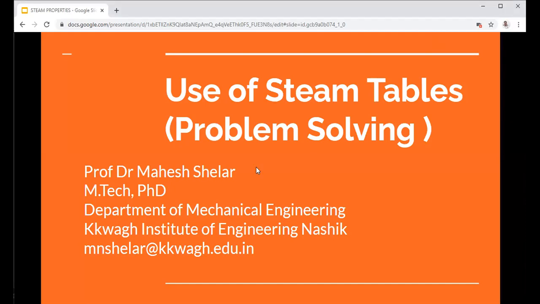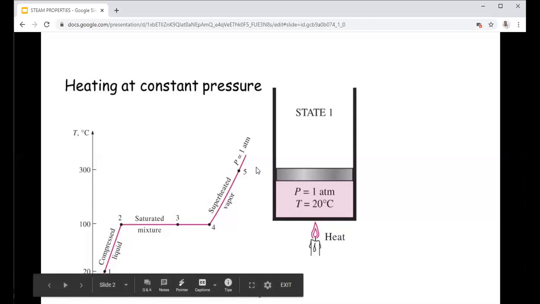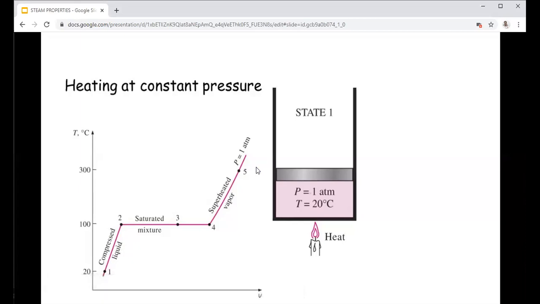Welcome dear friends. This is an interesting video on use of steam tables. We will be solving very simple numericals using the steam tables. So that is the objective. Let us remember that certain terms were used for explaining the concepts of steam.